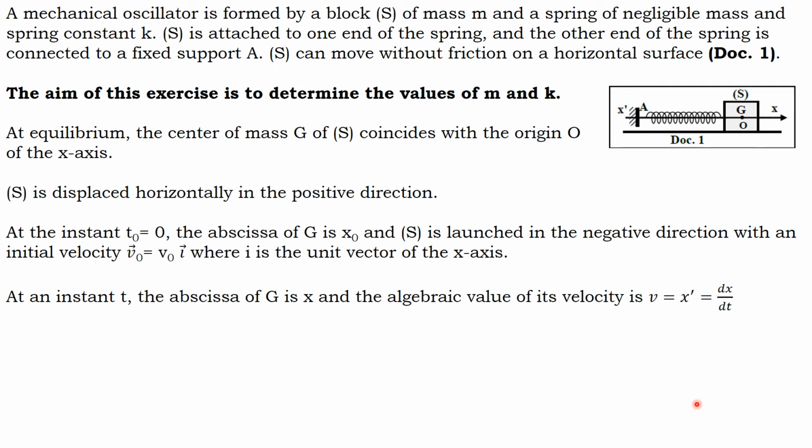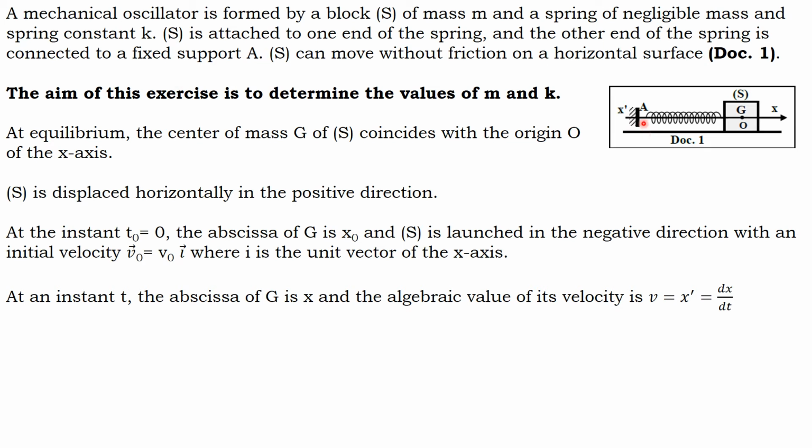A mechanical oscillator is formed by a block S of mass m, so the mass of the block S is m, and a spring of negligible mass, we do not consider the mass of the spring, and a spring constant or stiffness k. S is attached to one end of the spring, as we see in the figure. So the spring is attached from this side to the block, and the other end of the spring is connected to a fixed support A.